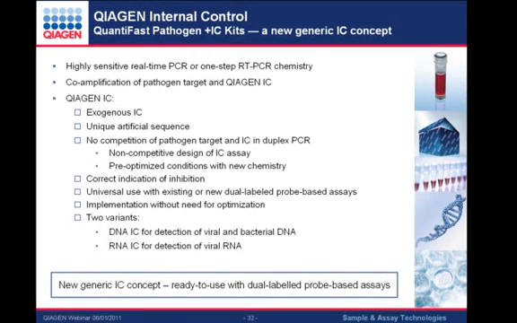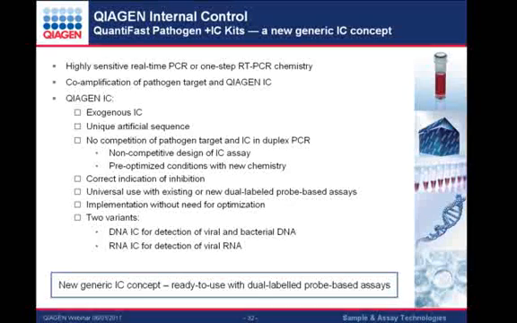The IC is exogenous and heterologous, and it carries a unique artificial sequence that is not present in any biological sample material. There is no competition of the pathogen assay and the internal control in duplex PCR due to the strictly non-competitive IC design and the pre-optimization with the corresponding PCR chemistry. The internal control indicates inhibition correctly and reliably, and it can be used with most existing or new real-time PCR assays employing dual-labeled probes without the need for optimization.